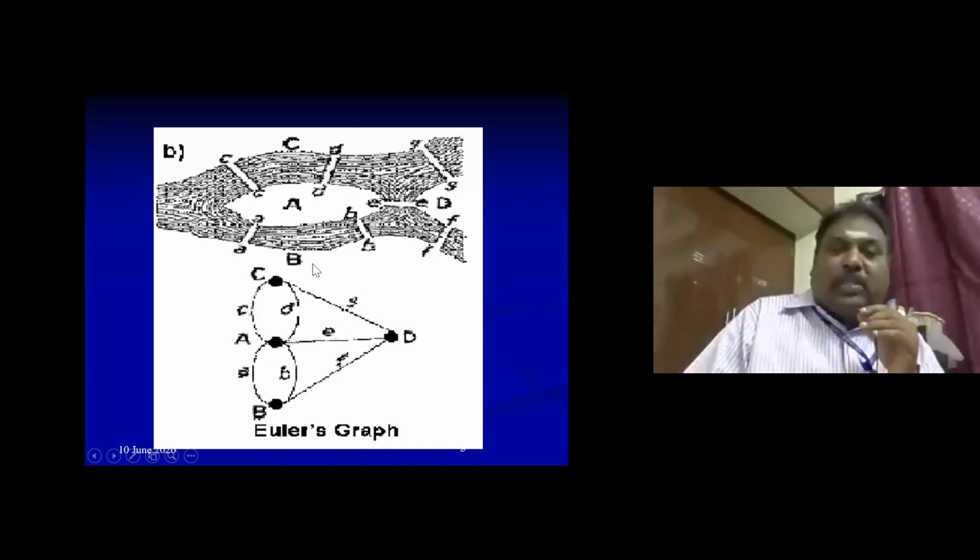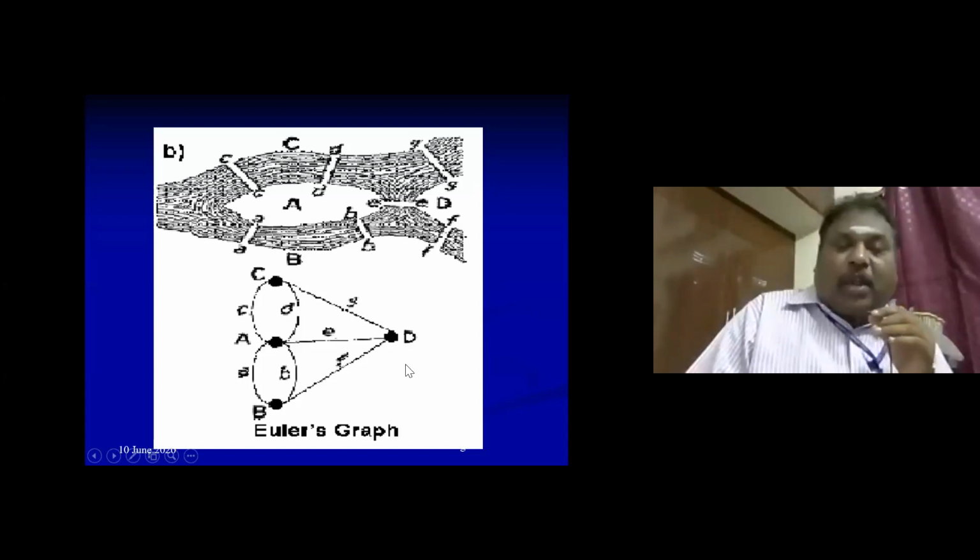Then A to B is connected with 2 bridges. Then C to D is connected with 1 bridge. So 1 line between C and D, and D is connected to A with 1 bridge, and D is connected to B with 1 bridge. So finally, this is the graph. It has 4 vertices and 1, 2, 3, 4, 5, 6, 7 edges. So this is how the problem was interpreted.